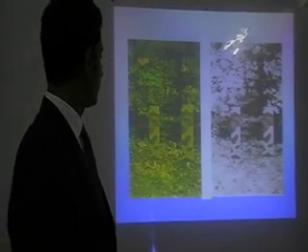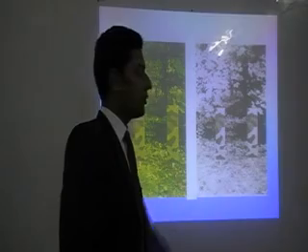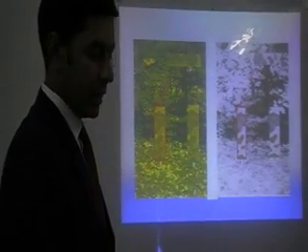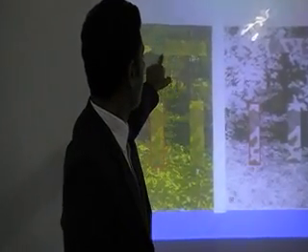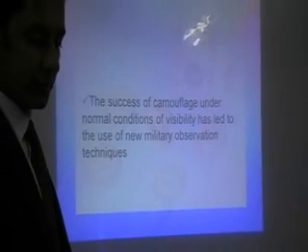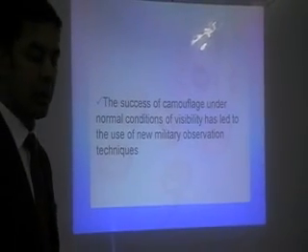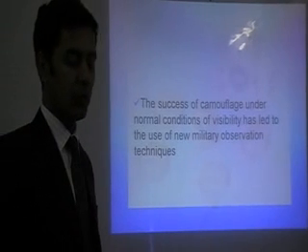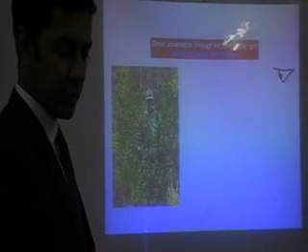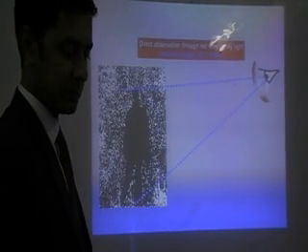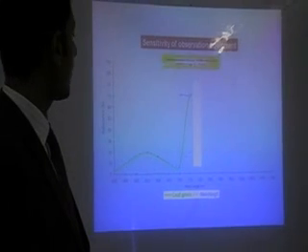Here is another photograph. This is Norwegian and this is the IR photograph. If you see that in Norwegian this is camouflage over here, you cannot detect it. But it should be like this one if you want to get the IR invisibility. The success of camouflage under normal conditions of visibility has led to the use of new military observation techniques. This is through the red filter. This is spectral data for the red filter.